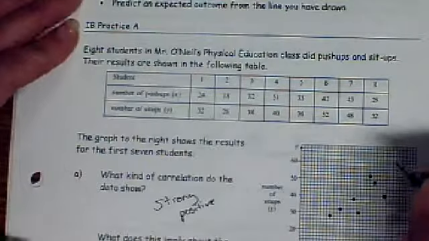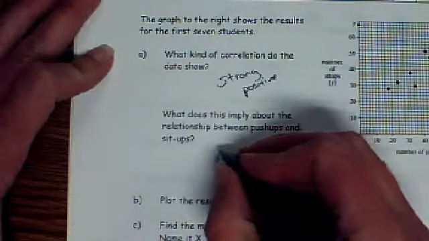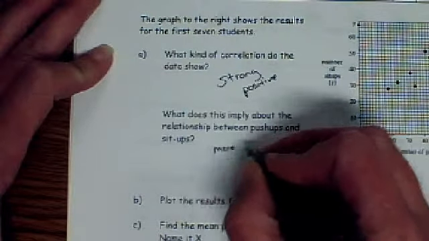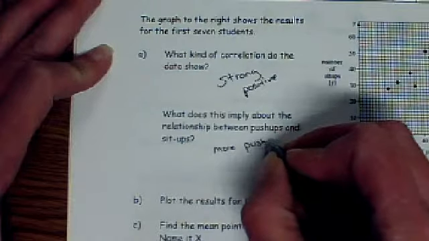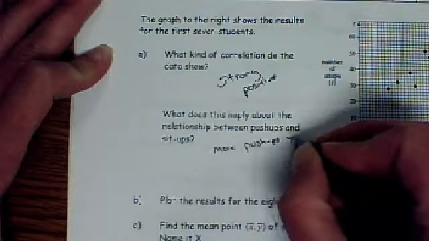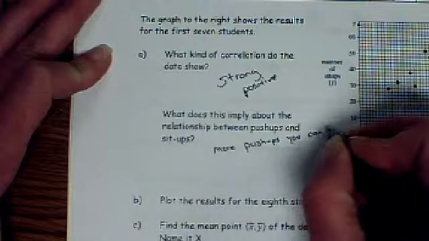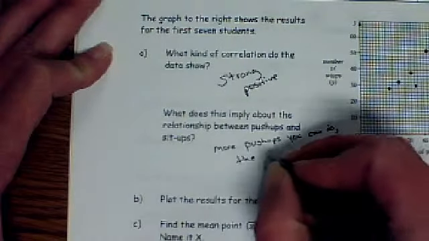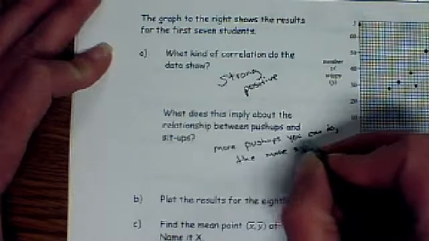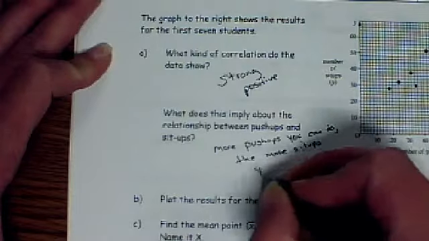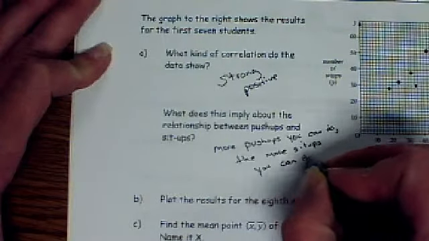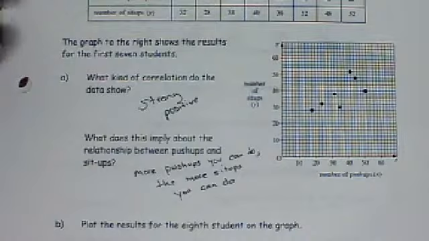What does this imply about the relationship between push-ups and sit-ups? Does it imply that the more push-ups you can do, the more sit-ups you can do? But is it because of the number of push-ups you did that you can do more sit-ups? That's the difference between a correlation and a causation.